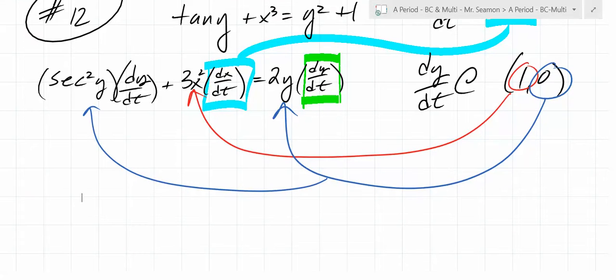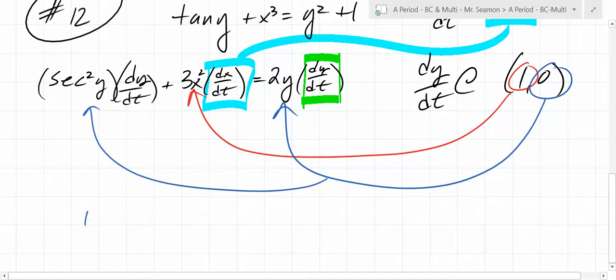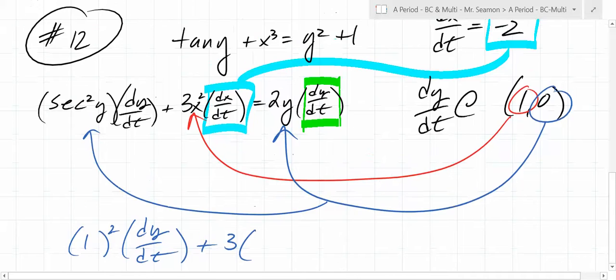What's cosine of 0? It's 1. So it makes it defined, right? So what does that turn into? 1 squared dy dt plus what? 3 times dx dt, which is what?